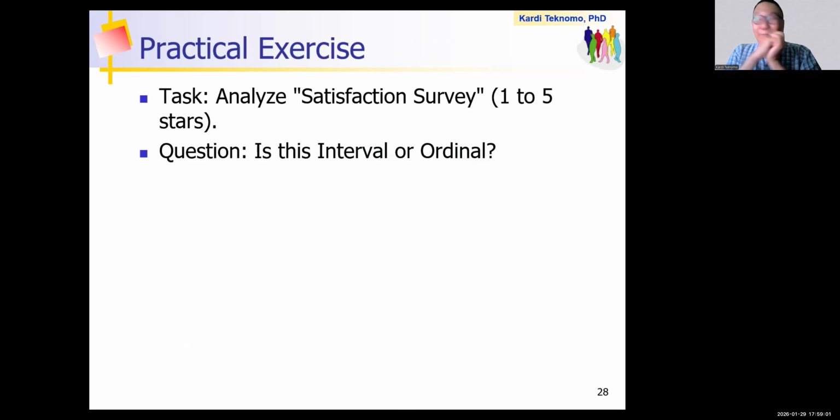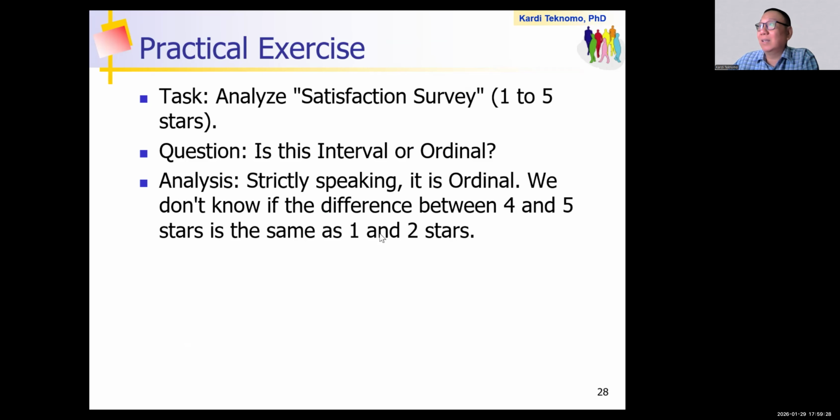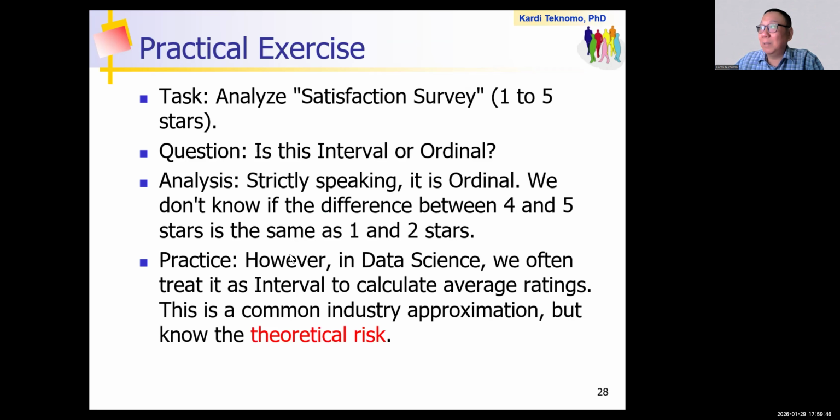Practice. So what do you think? If you want to analyze a satisfaction survey, scale 1 to 5 stars, is this interval or ordinal? George? Ordinal, sir. Yes, it is supposed to be ordinal. Strictly speaking, it is ordinal, because we don't know whether the difference between 4 and 5 stars is the same as between 1 and 2 stars. So it's ordinal. But in data science, in practice, we treat this as interval.